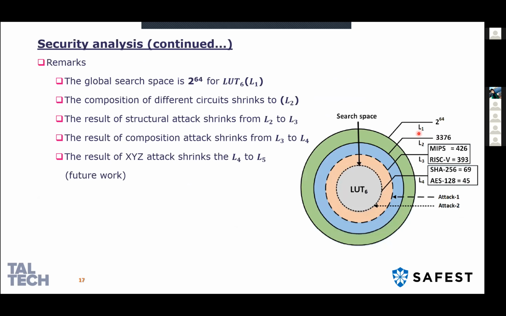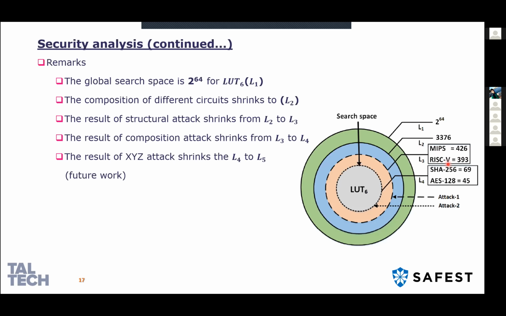So we switch from L1 to L2, level 1 to level 2. Once we perform the structural attack, from the probability distribution and confidence interval, we have frequency on the x-axis. From that frequency, we filter the masking patterns, and this reduces the search space from L2 to L3, and it becomes 426 for MIPS and 393 for RISC-V.